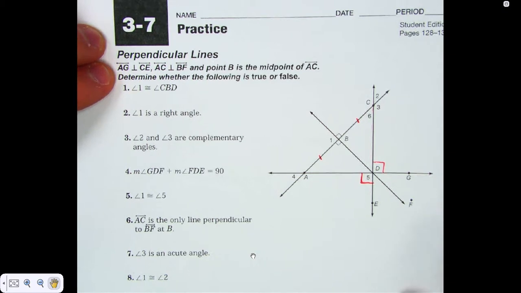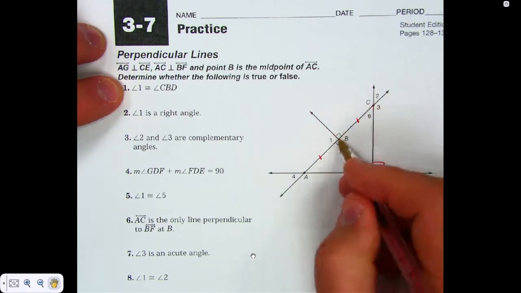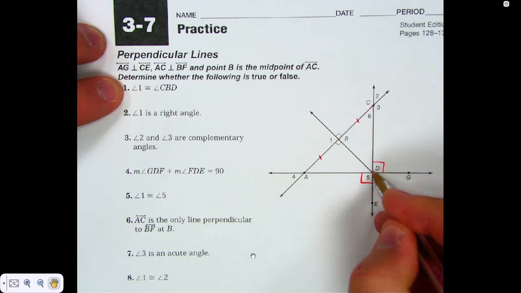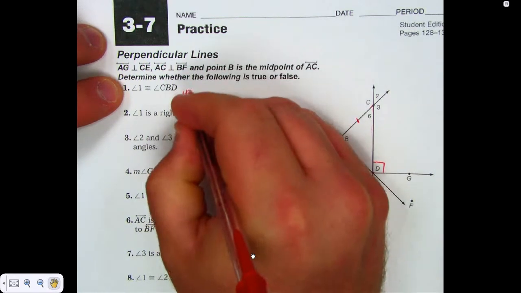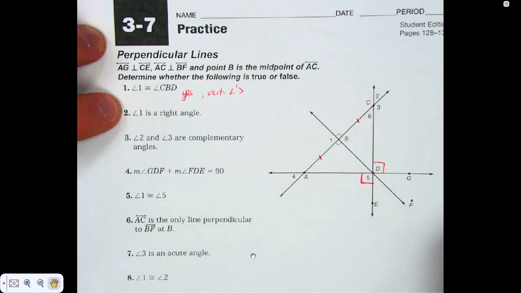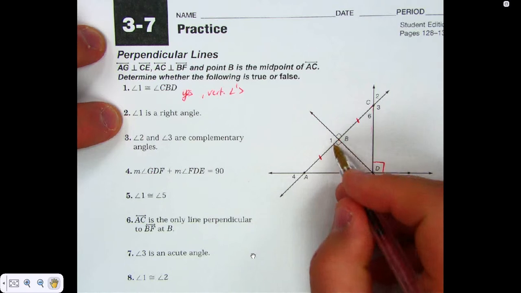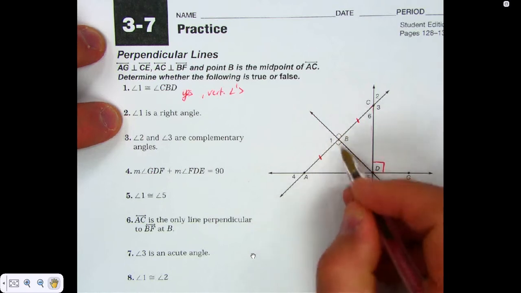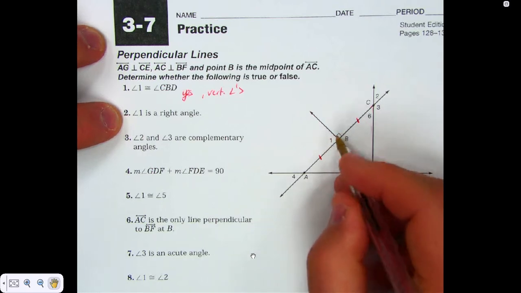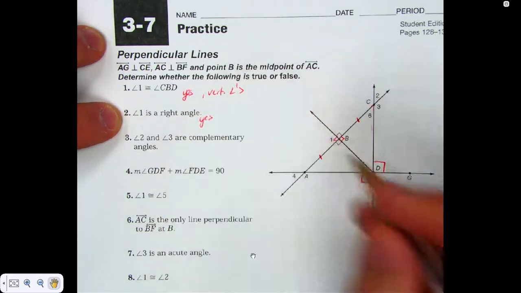Determine whether the following is true or false. Okay, I've written down all the information given to me. Let's see if it's true or false. Angle 1 is equal to angle CBD. Here's angle 1. Is it true to angle CBD? Yes, because they're vertical angles. Is angle 1 a right angle? Well, here, this line is perpendicular to this line, so what's created? Four right angles. So the answer is yes.